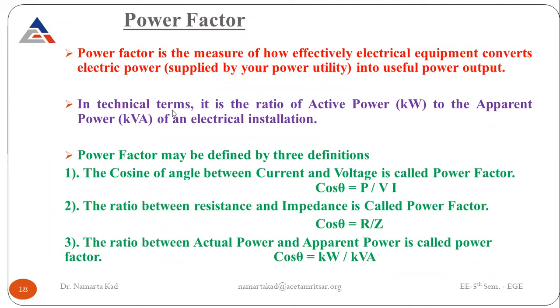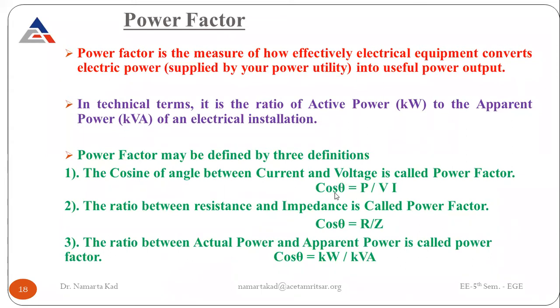In technical terms, it is the ratio of active power, whose unit is kilowatt, to the apparent power, whose unit is kilovolt ampere, kVA, of an electrical installation. In general, we have three definitions for the power factor. The first one is the cosine of the angle between the voltage and current, that is, between net voltage and net current of any circuit.